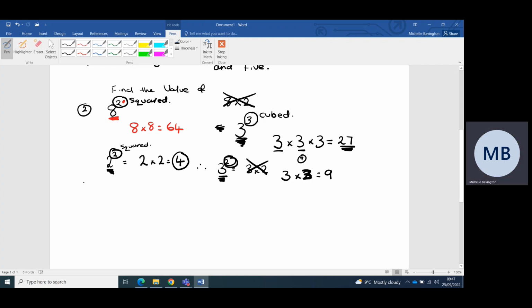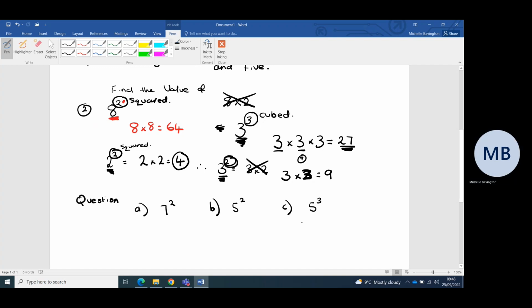Okay, so let's give a question. What about finding A, 7 squared? What about finding B, 5 squared? And what about C, 5 cubed? Then have a go. Bring it into class. Let's mark it.